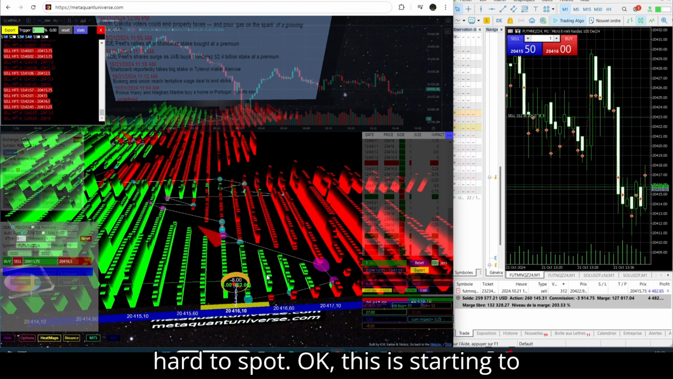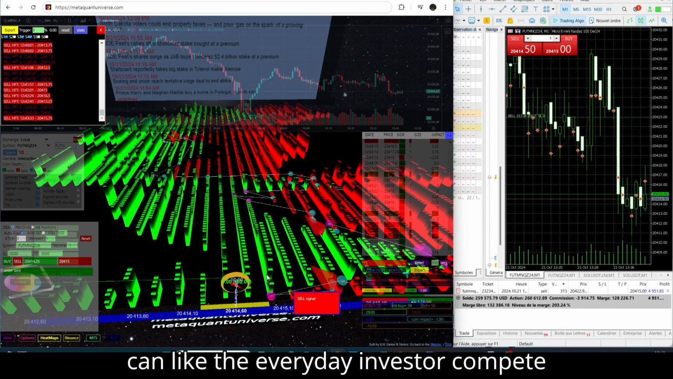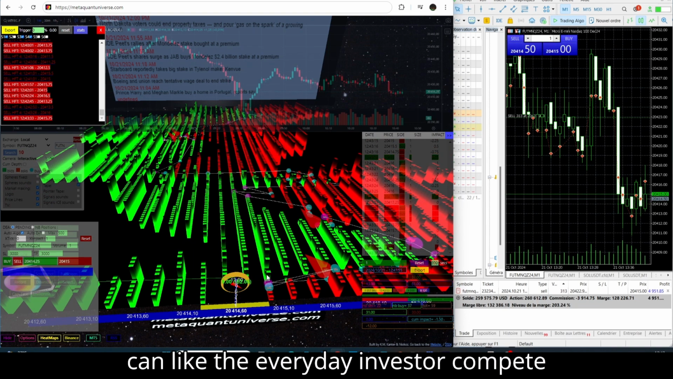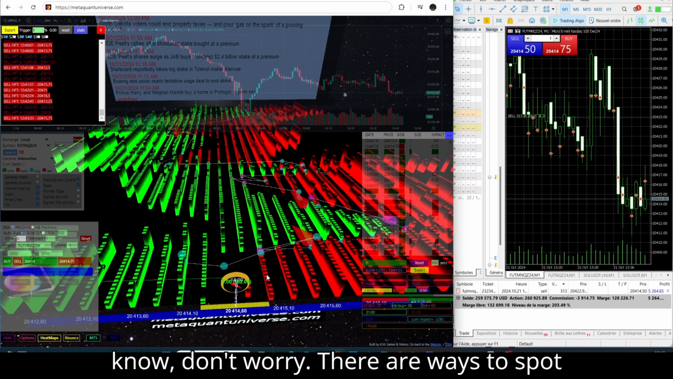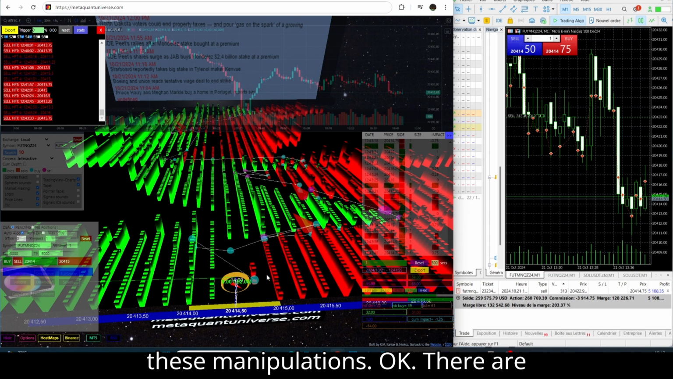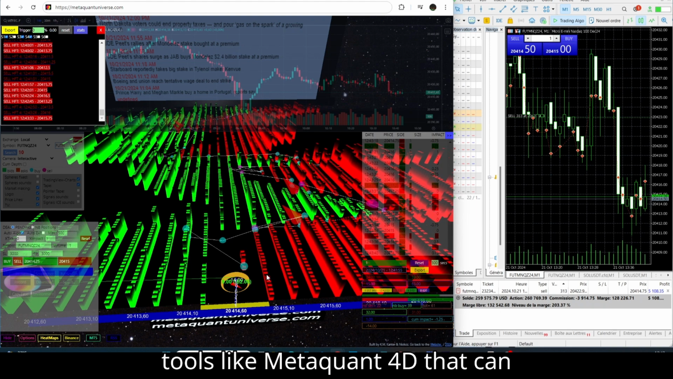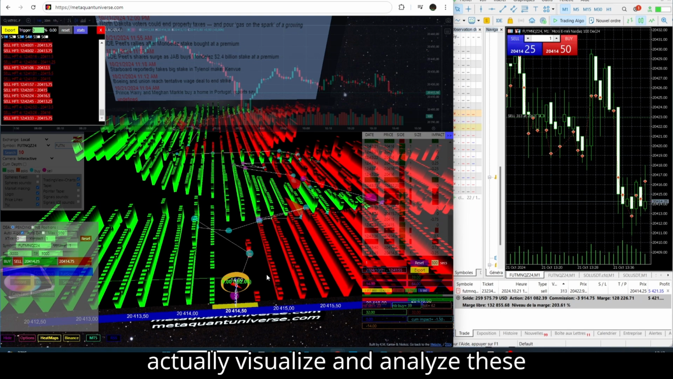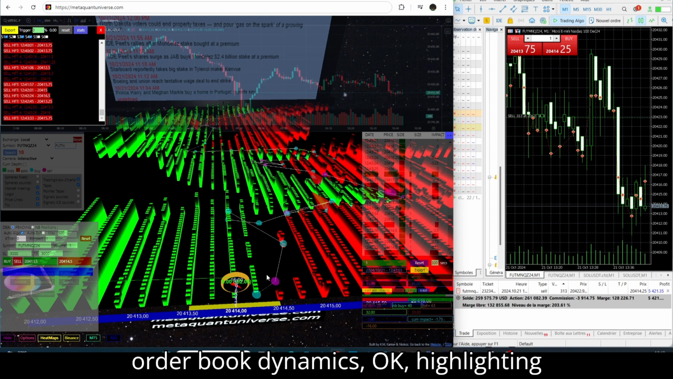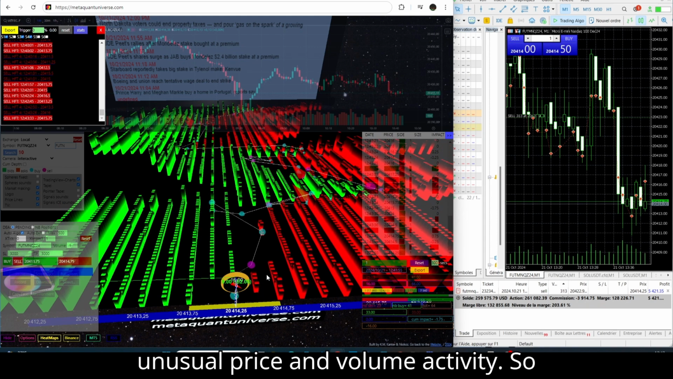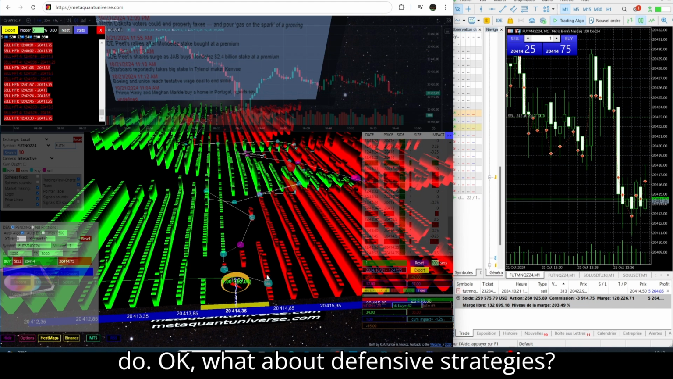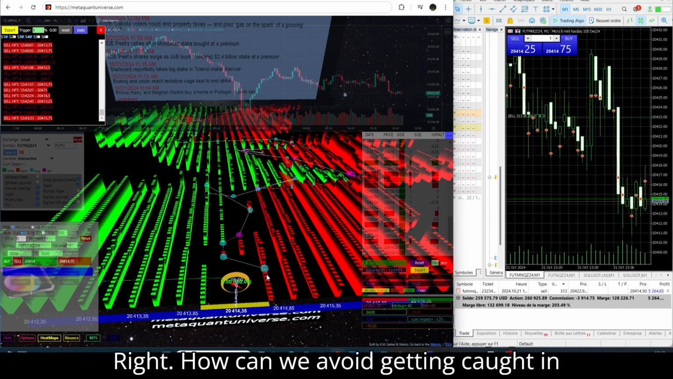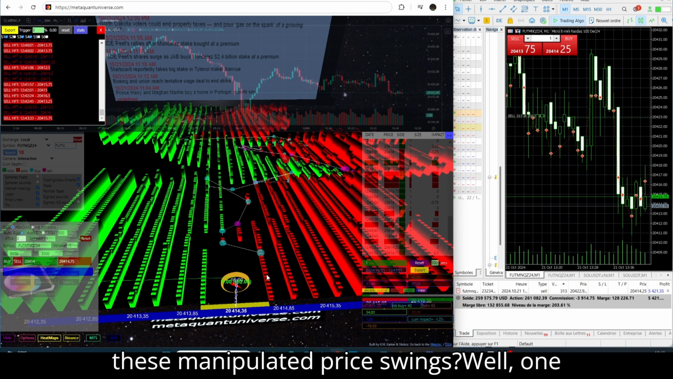Okay, this is starting to sound a little intimidating. How can the everyday investor compete against these algorithmic sharks? Don't worry. There are ways to spot these manipulations. There are tools like MetaQuant 4D that can actually visualize and analyze these order book dynamics, highlighting unusual price and volume activity. So we've got tools to detect this, but what about defensive strategies? How can we avoid getting caught in these manipulated price swings?